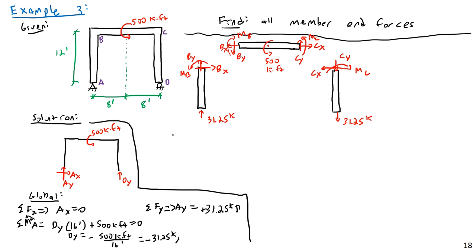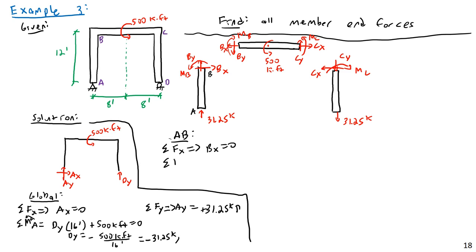So I'm going to look at member AB here. Let's consider member AB, and I have joints A and B. First I'll do a summation of forces in the x direction, and that leads us to clearly that BX is equal to 0. BX is clearly equal to 0. Then I'm going to do a summation of moments.